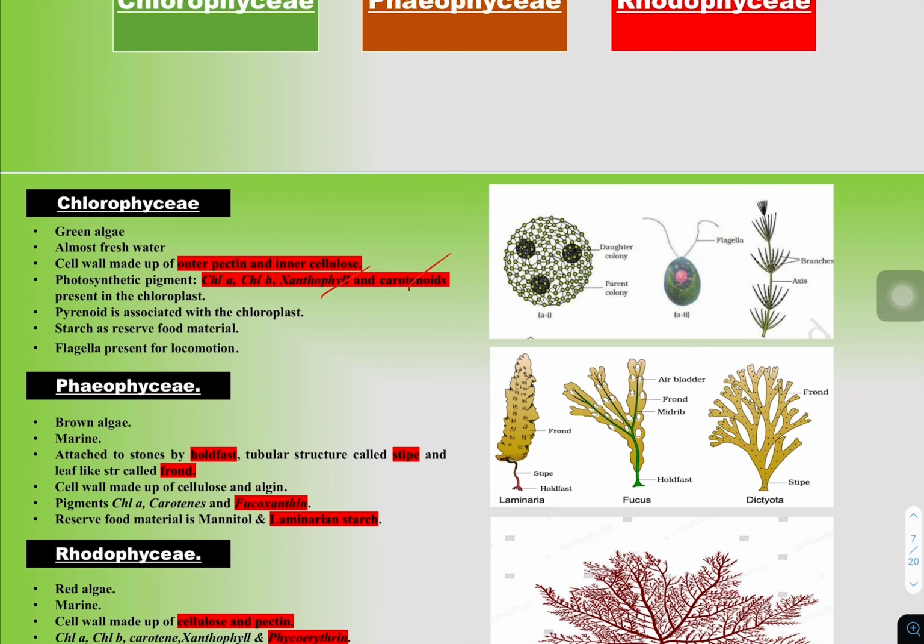Their cell wall is made up of cellulose and pectin. Externally, it is made up of pectin, internally it is made up of cellulose.